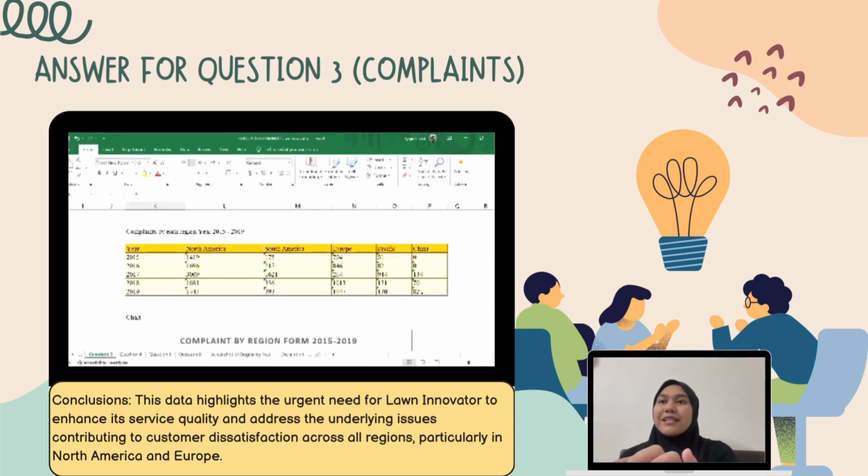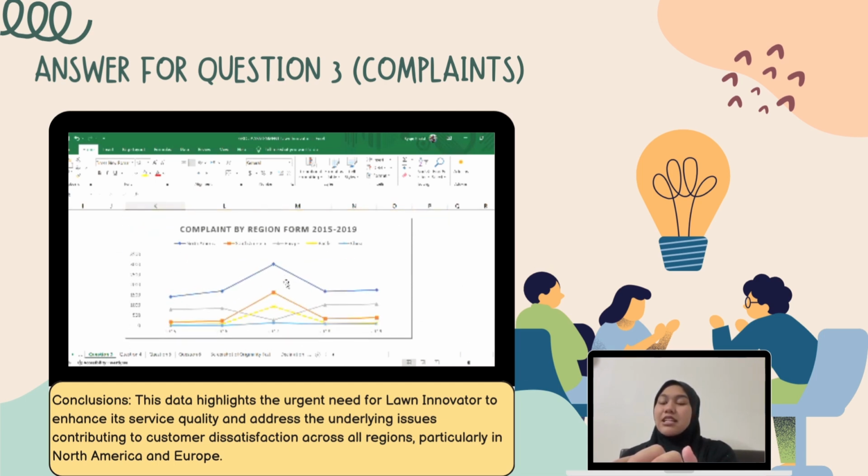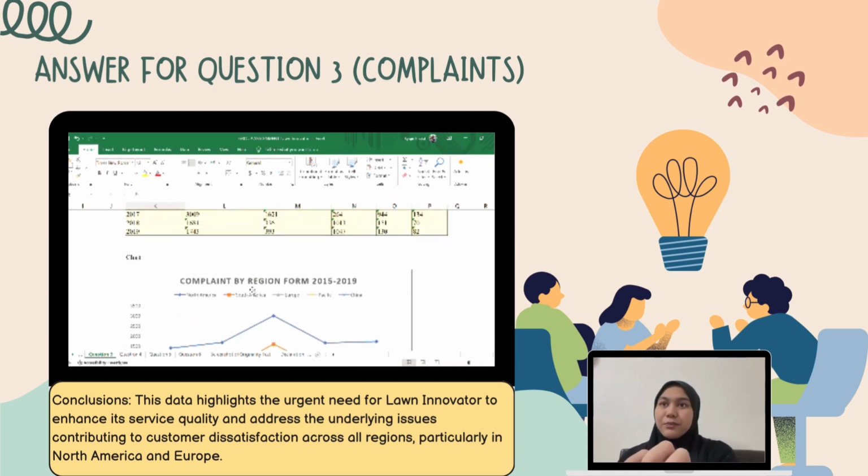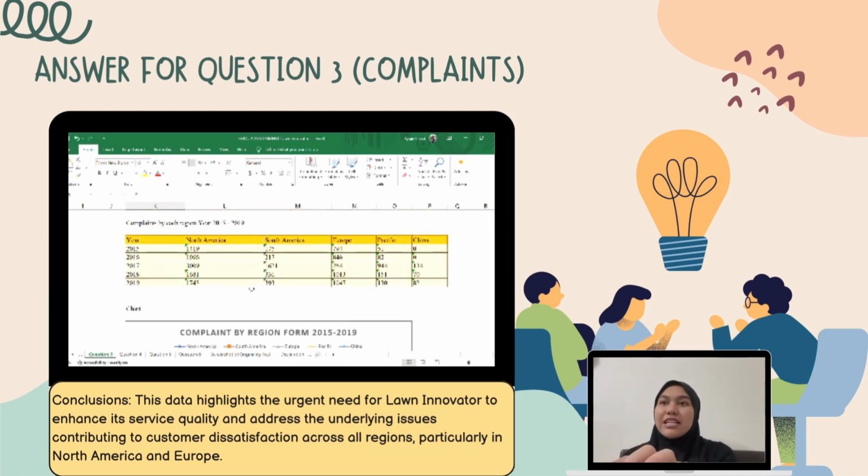The analysis of complaints data from 2015 to 2019 reveals significant regional disparities in customer dissatisfaction for Loan Innovator. North America consistently reports the highest number of complaints, peaking at 3,009 in 2017, while showing a slight decline in subsequent years. South America experienced a dramatic rise in complaints in 2017, which is 1,621, but has shown improvement since then. Europe also shows a concerning trend, with complaints rising steadily to 1,047 by 2019, suggesting growing dissatisfaction among users.